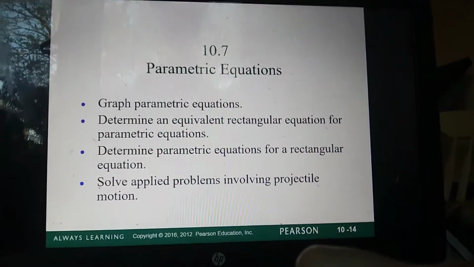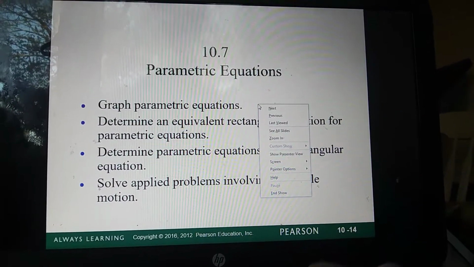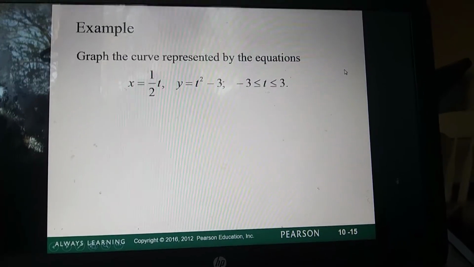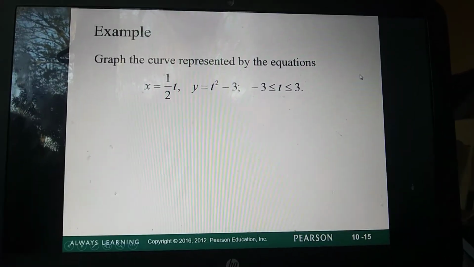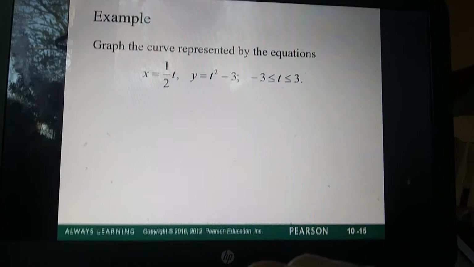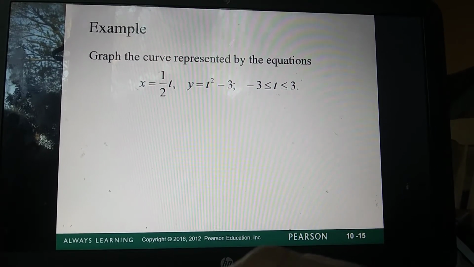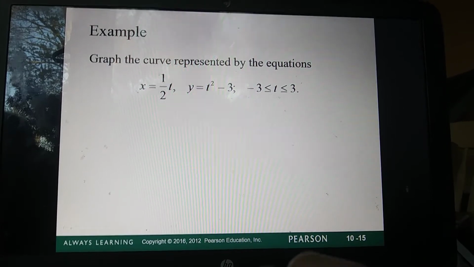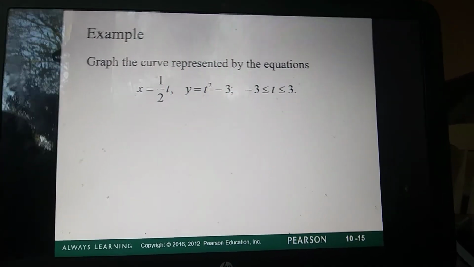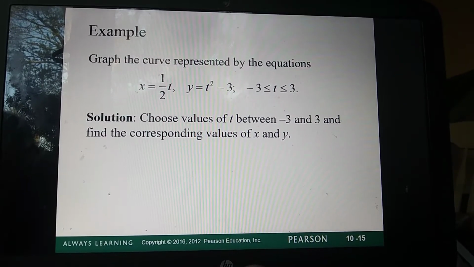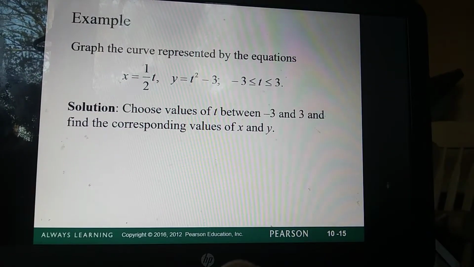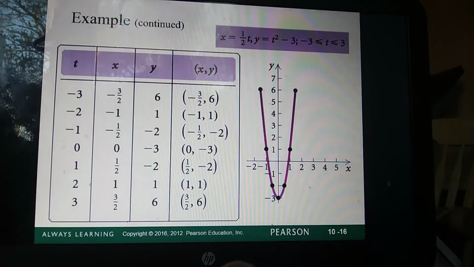So we're going to talk a little bit about parametric equations, and these are going to be very different than anything you've been accustomed to, but I think once you learn them, you'll actually really like what's going on. So we have a curve, and we have a representation for x and y in terms of t. So how do we do this? We choose values of t within the domain we're given.